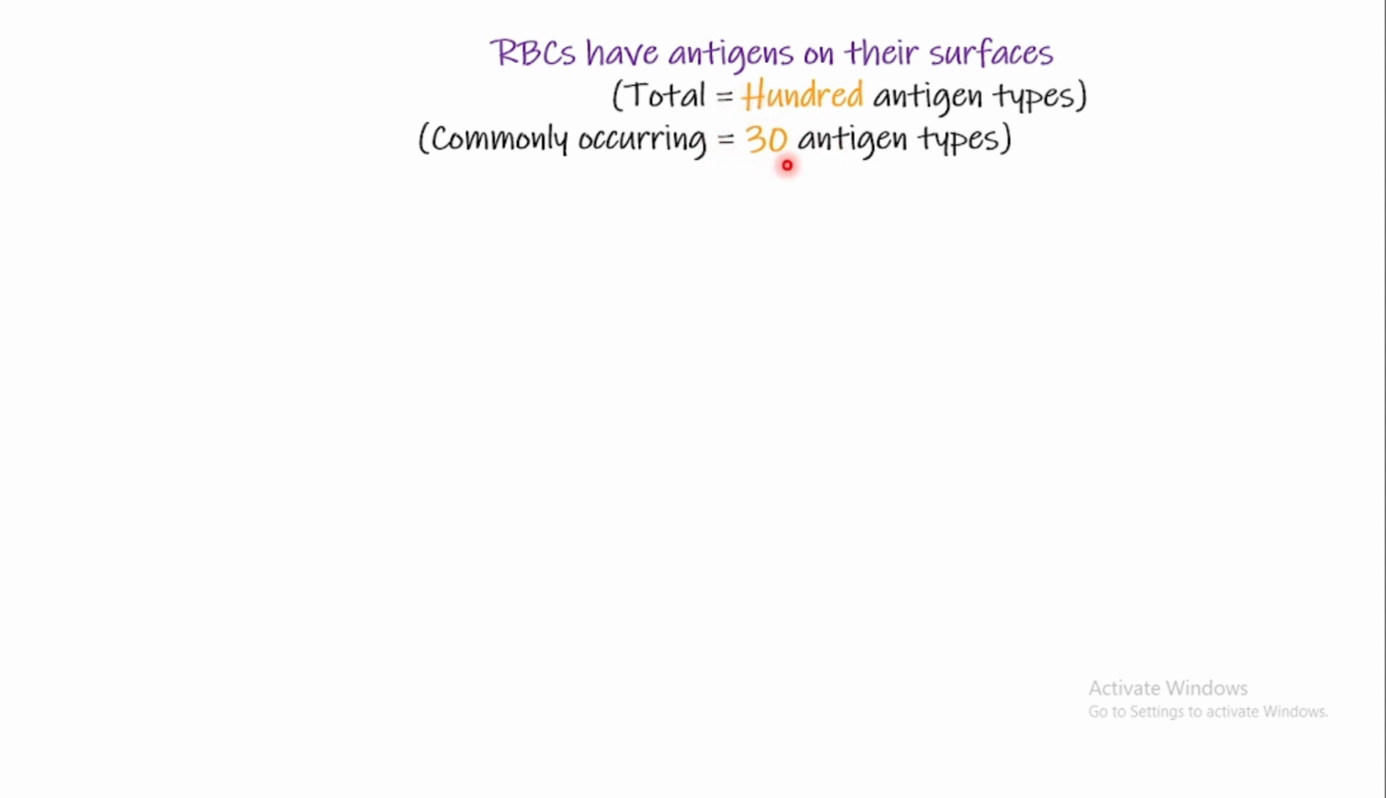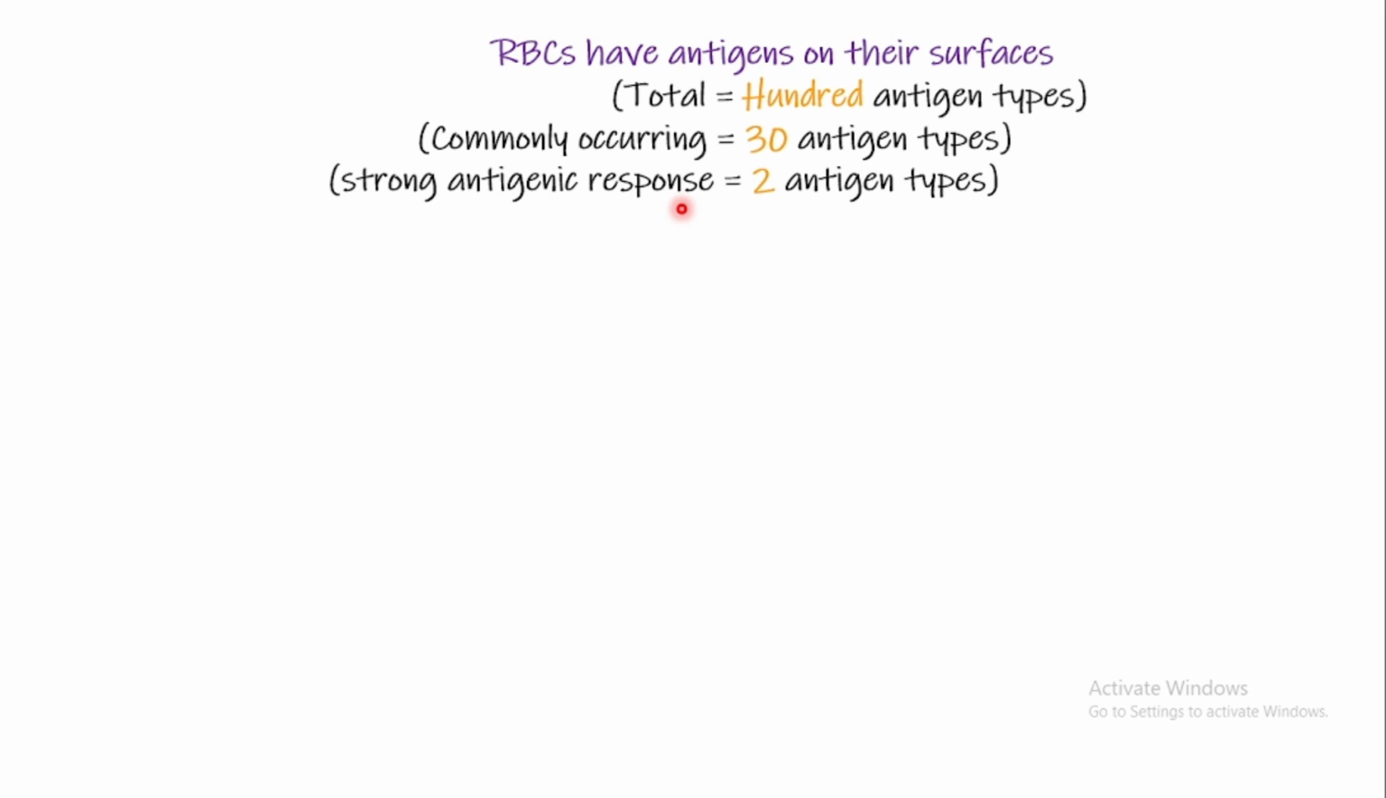But the interesting part is, out of these hundreds and especially out of these 30 different types of antigens, there are only two types which have the ability to give a strong antigenic response. So what is the significance of the antigens present on the red blood cell? The main significance is that these antigens, when exposed to a different blood group, have the ability to produce antibodies.